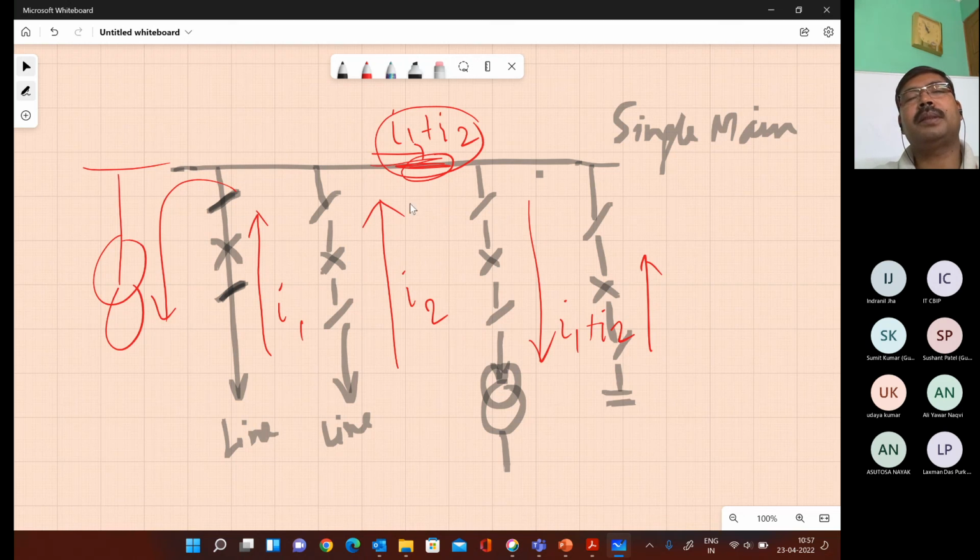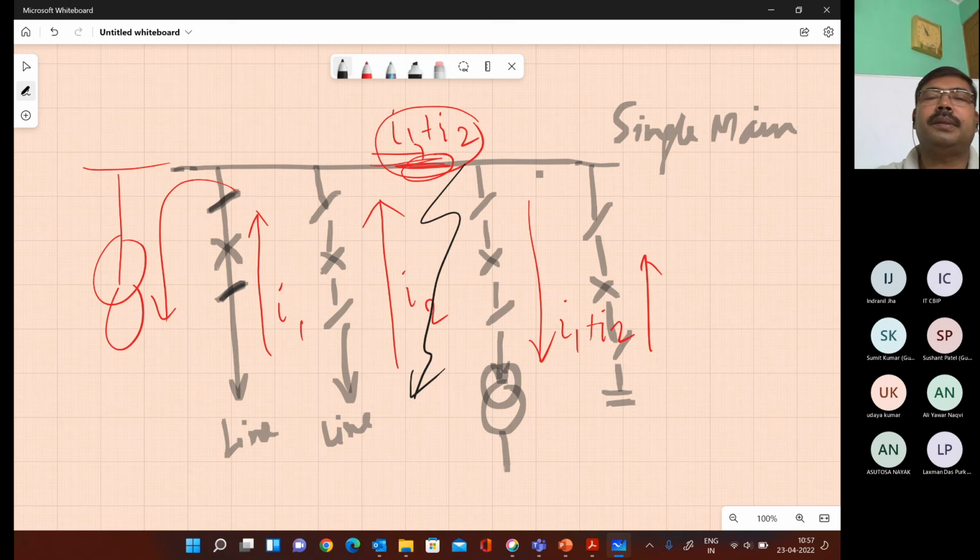But the problem is, if there is a fault here, in the bus, what will happen? Fault current flows in this path. Yes, sir. The fault current will flow, and all the bus, actually the substation, will be in darkness.